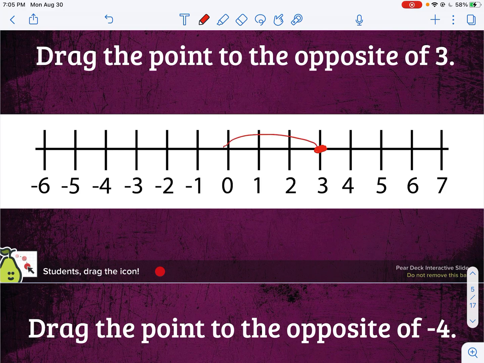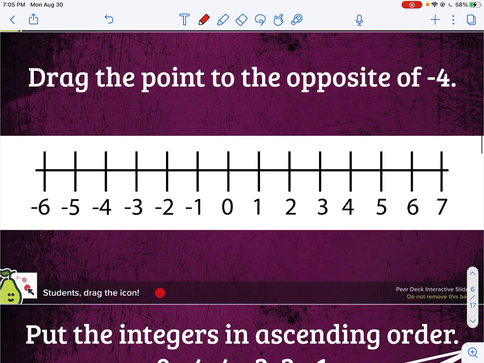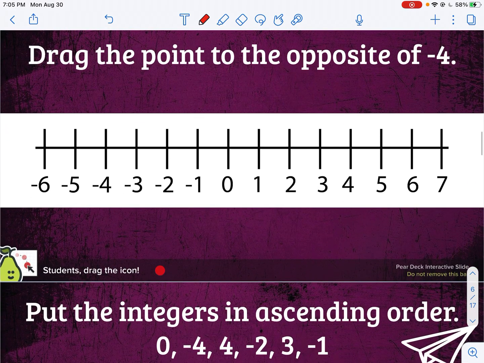The distance from 0 to 3 is 3. So we come this direction 3, we would get -3. Okay, drag the point to the opposite of -4. Go ahead and stop the video and do this. -4. That's 4 away from 0, so I come here 4 away from 0, and I get 4, so 4 is my answer.